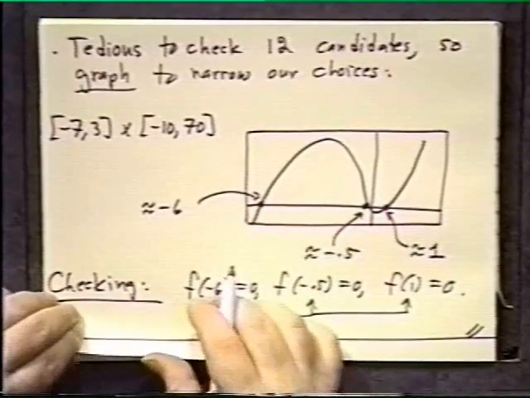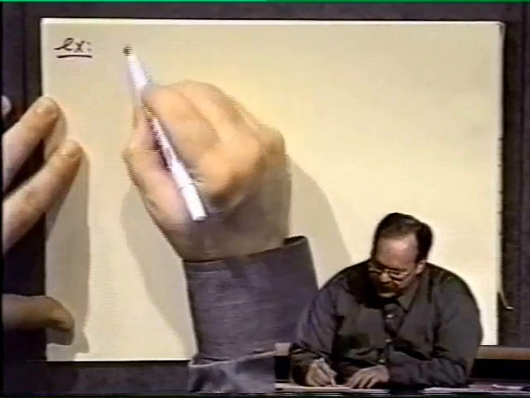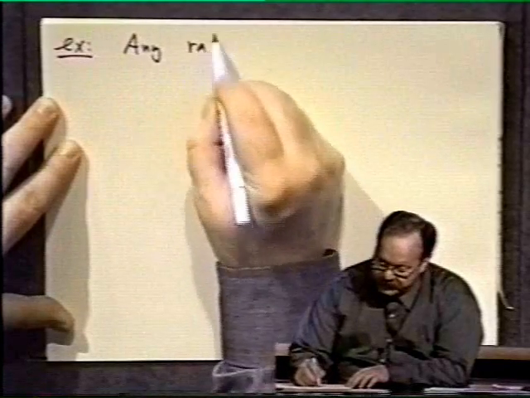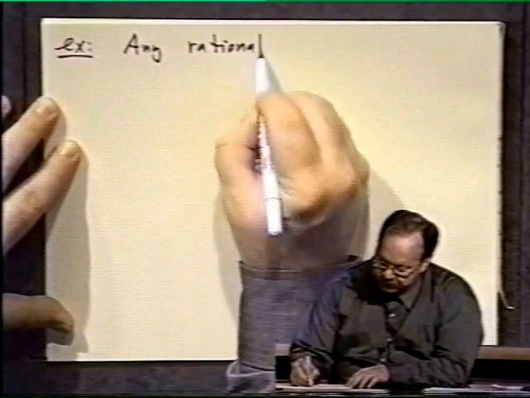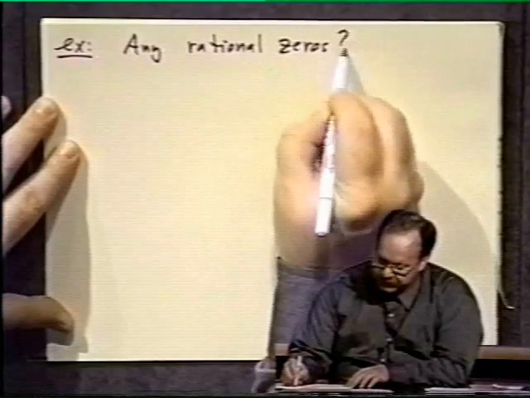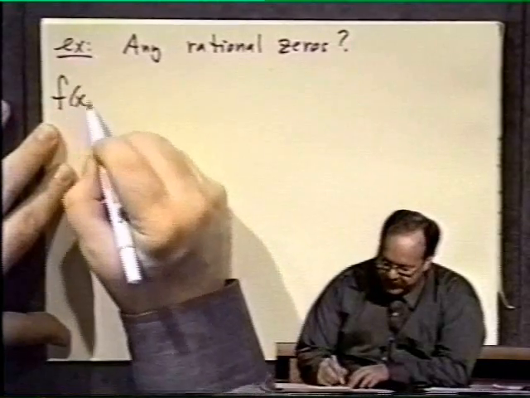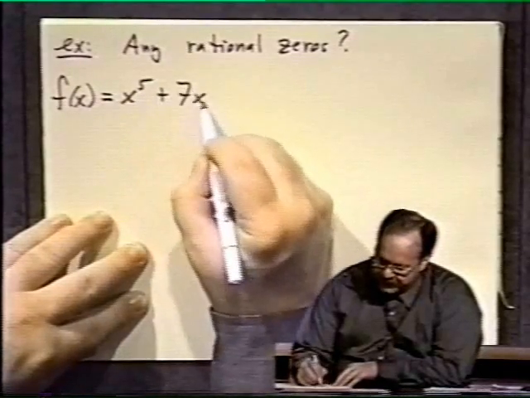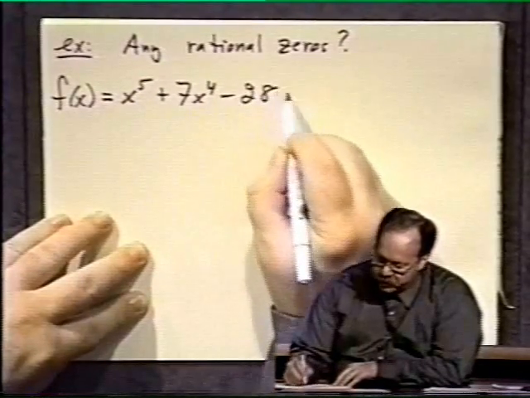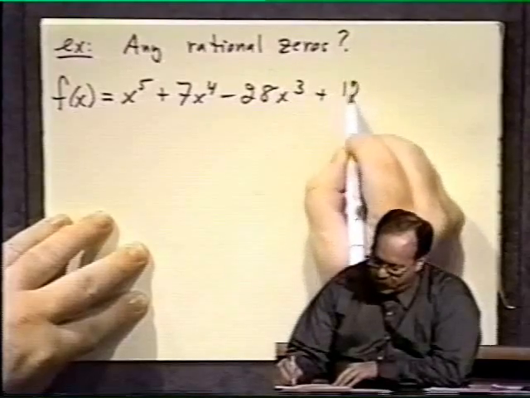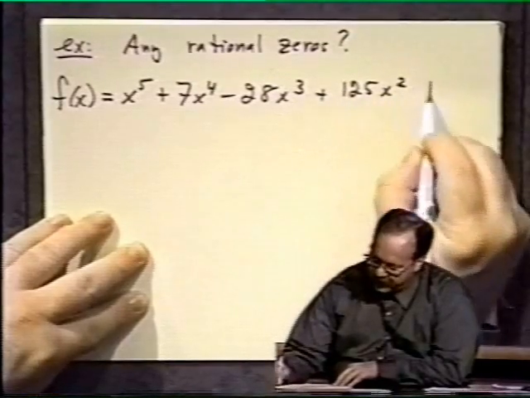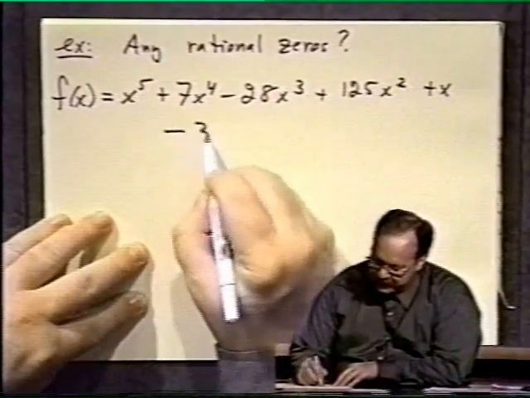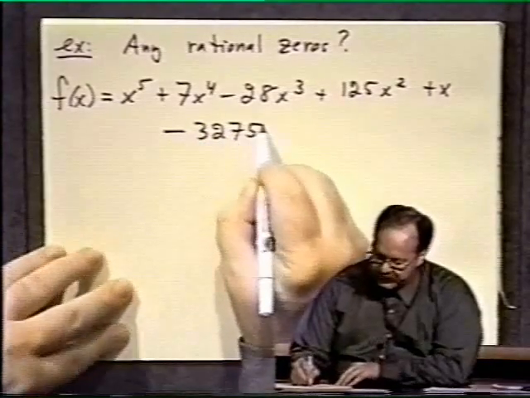All right, let me do one example to show you the advantage of that second theorem. Here's my example. And the question is, any rational zeros? And here is the polynomial f of x equals x to the 5th plus 7x to the 4th minus 28x cubed plus 125x squared plus x, and finally minus 3,275.